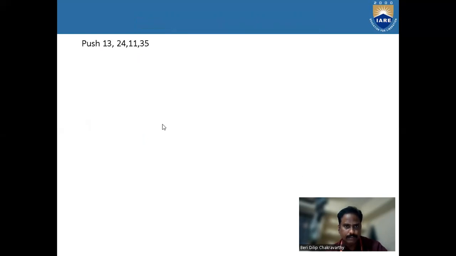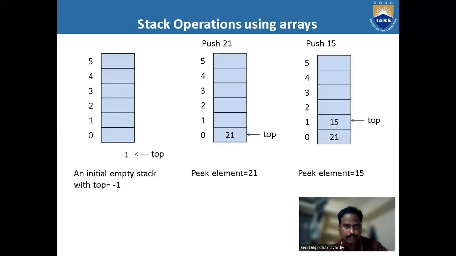Observe here. I am pushing an element 21. So I pushed here. Earlier nothing is there, top is at -1. After pushing my element, top comes to here. Here I said one more operation, peek. Peek means, what is the element that is present at the top of the stack? It gives you the element which is present at the top of the stack. Here the top of the stack is 21, so peek element equals 21.